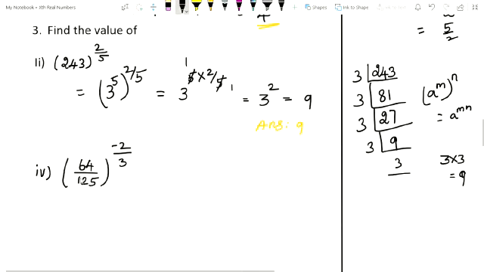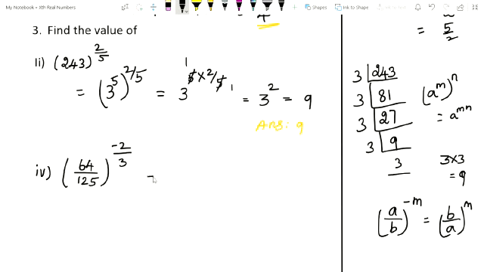So the next question, the fourth one. 64 divided by 125 whole power minus 2 by 3. Here the denominator, what is that? 3. We should convert these given numbers into power 3. First, before converting, you see here the power is negative. You know the exponent law: a by b whole power minus m, if it is there like this, what you will do? b by a whole power m. So this value is equal to this. You can convert like this. So first you rearrange this.